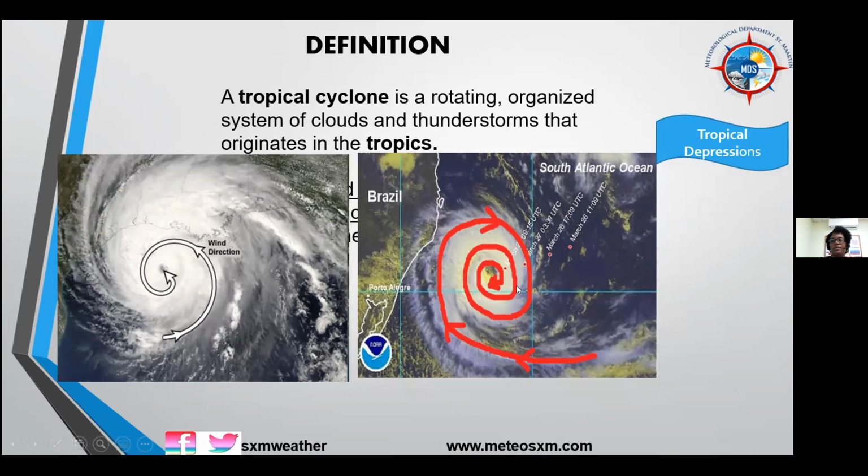And so we have tropical storms, depressions, hurricanes. They are all tropical cyclones. Tropical cyclone is the broad name, and tropical storms, tropical depressions, and hurricanes are all tropical cyclones. So when you hear the different terms, don't get confused. Tropical cyclone is just the broad term, and hurricanes, depressions, and tropical storms come under this.